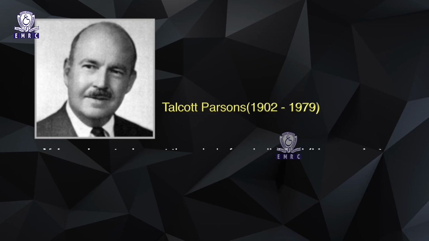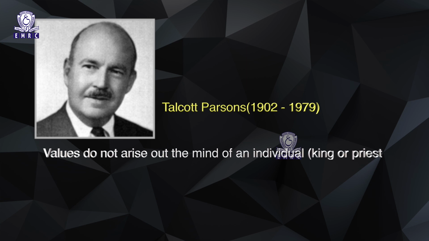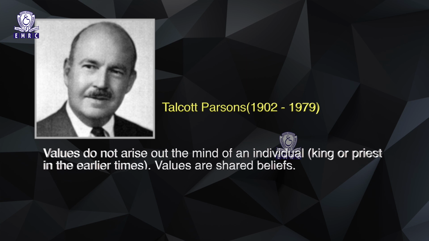Now, let us know what are the value consensus and stratification. Value consensus and stratification: how does the value system of a society emerge? Parsons attempts to answer this question by stressing that values do not arise out of the mind of an individual like a king or a priest in the earlier times. Values are shared beliefs. This means that all members of a society agree that the given values are the best means through which stability can be maintained in their society.